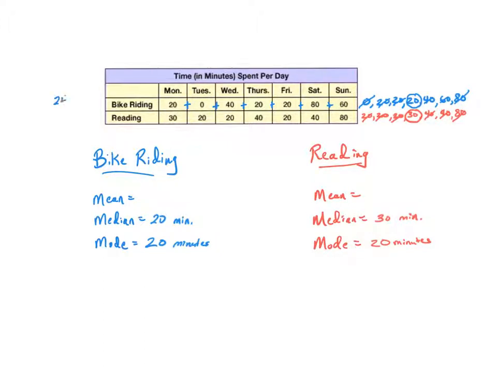So if I have 240 minutes that I spent bike riding, I want to divide that equally among 7 days. And I can do some division right here. 7 goes into 30 4 times. So it looks like I have 34 2/7 minutes.